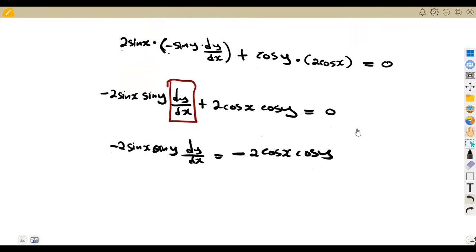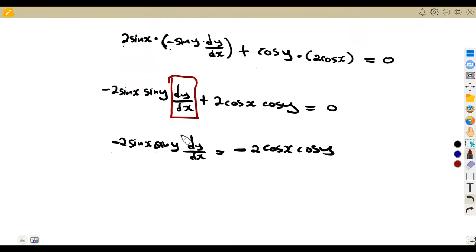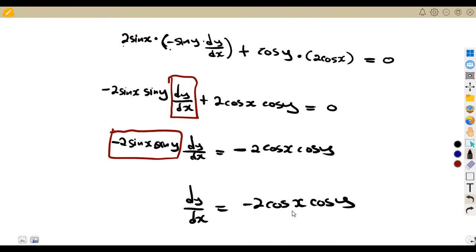All right. So to find dy dx, what are we going to do? Simply divide so that we remain with this dy dx. So we divide both sides by this part of negative 2 sine x. So that's dy dx is going to be equal to negative 2 cosine of x, cosine of y, over negative 2 sine of x, sine of y in this case.